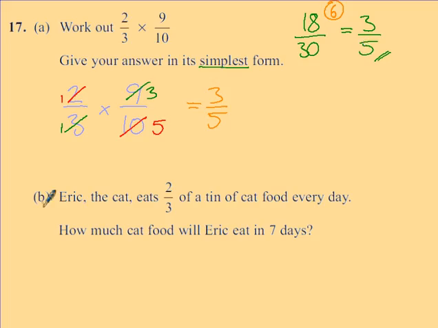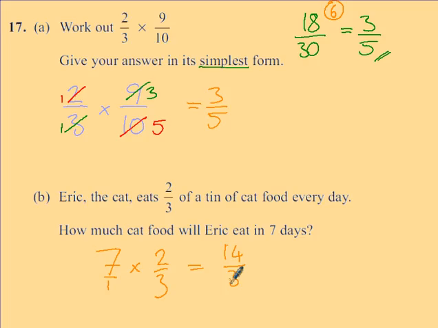Okay, part B. Eric, the cat, eats 2/3 of a tin of cat food every day. How much cat food will Eric eat in 7 days? So we want here 7 lots of 2/3. 7 times 2/3. So we imagine this to be a fraction, 7 over 1, and we just multiply. 7 times 2 is 14. 1 times 3 is 3.